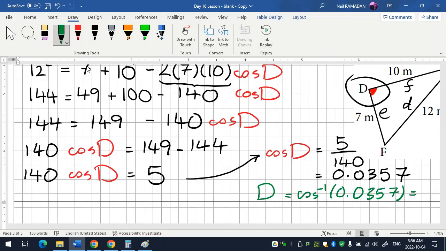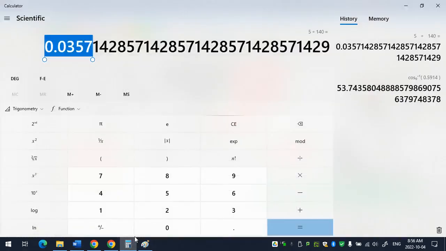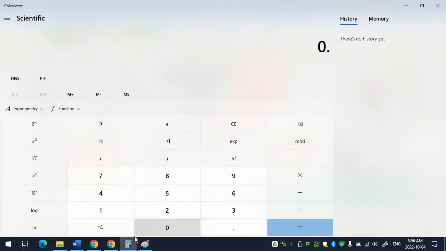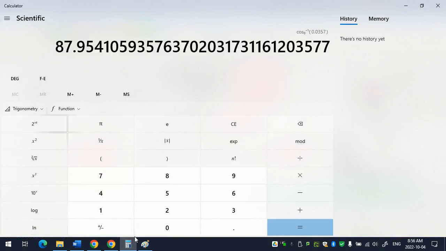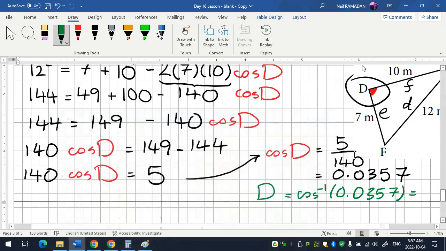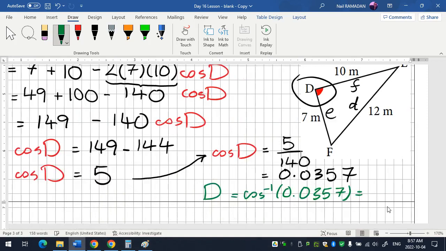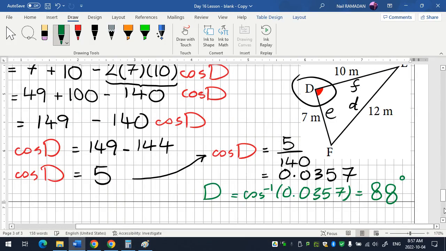I wonder what it is. Okay, let me do it and you can check with me. 0.357. How many people got this answer? Now, is this closer to 87 or 88? Very close to 88. So 88 degrees. Ta-da. And that's all we need to know about the cosine law, whether to find angles or lengths. And your homework is this one.